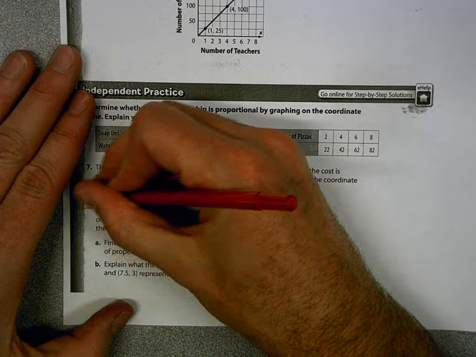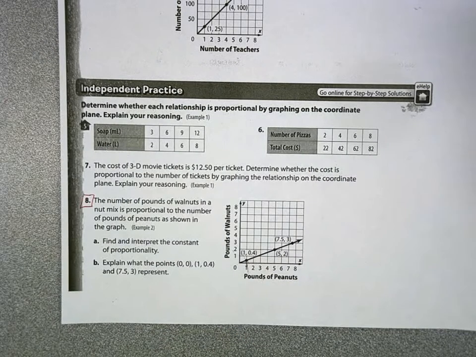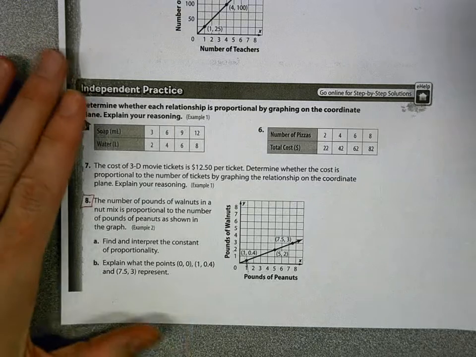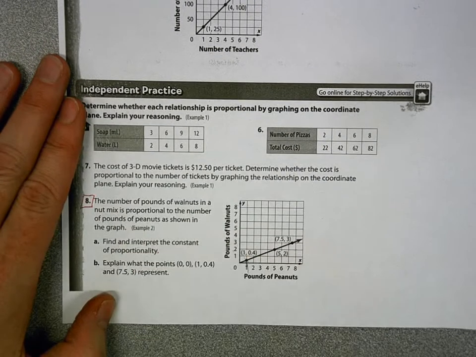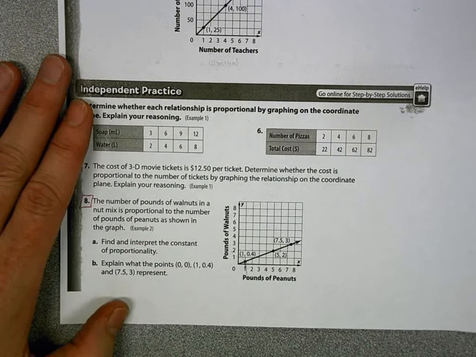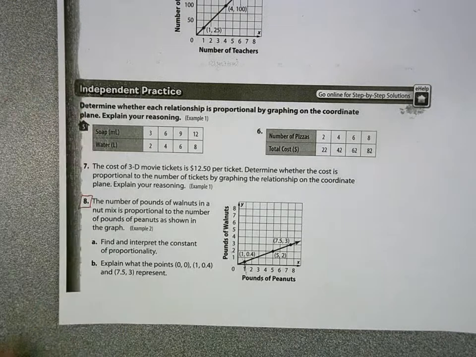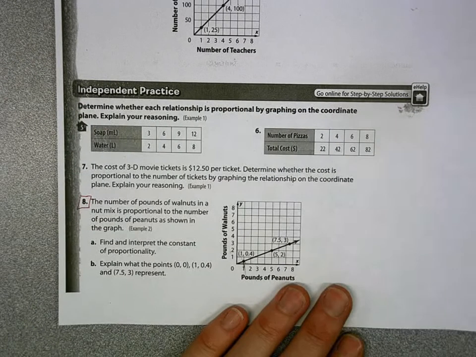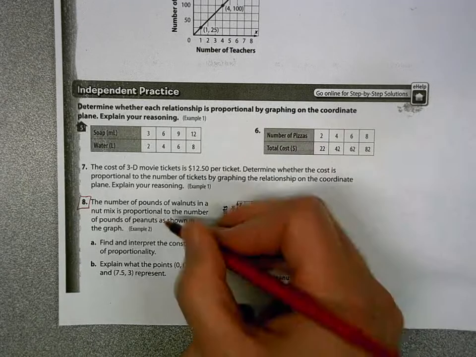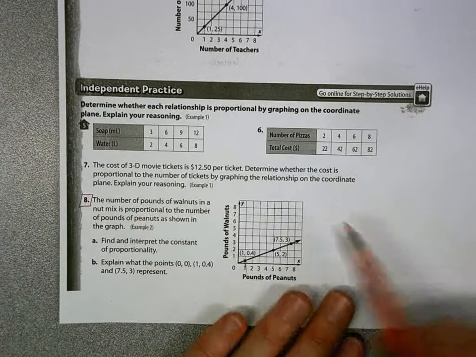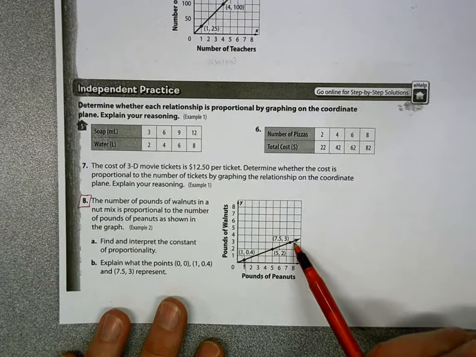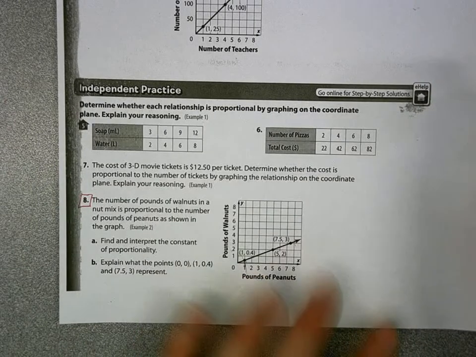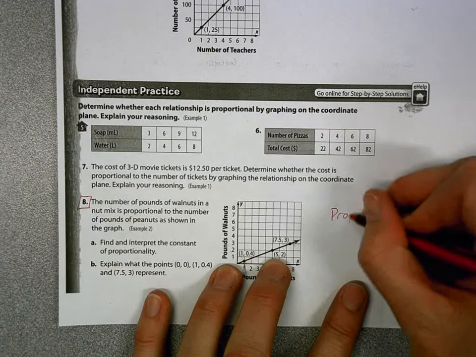Okay, for number 8, it says the number of pounds of walnuts in a nut mix is proportional to the number of pounds of peanuts as shown in the graph. It does not say this here, but here's something that I would like you to write down. I can't believe that the advanced book doesn't mention this, but it just states that this relationship after it was graphed is proportional. Here's the way to know that it's proportional though.